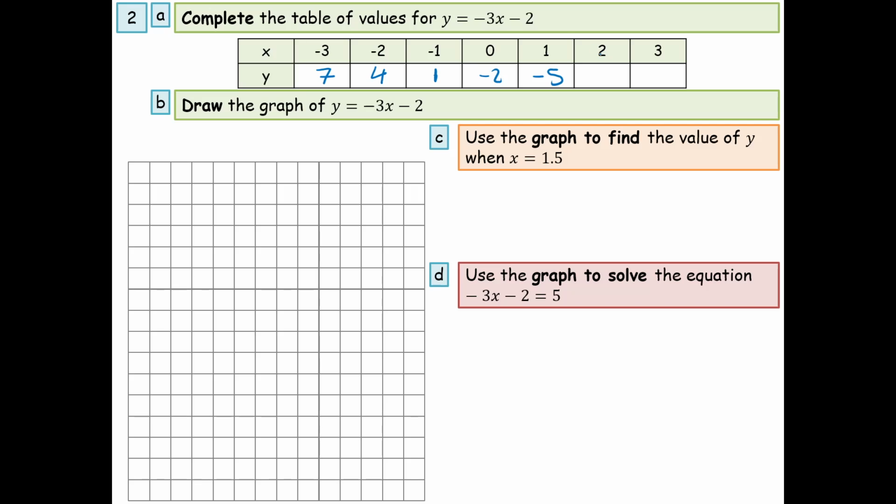Minus 3 times 2 is minus 6. Take away 2 is minus 8. And then minus 3 times 3 is minus 9. Take away 2 is minus 11.